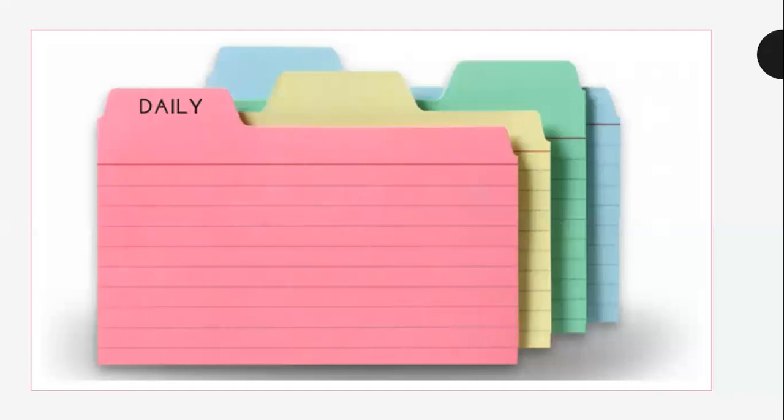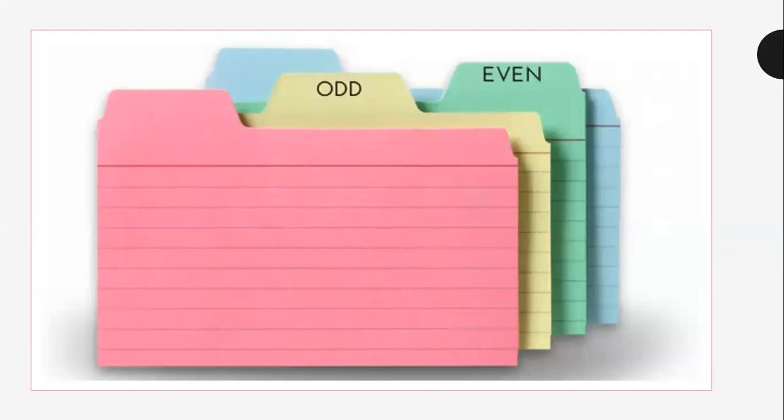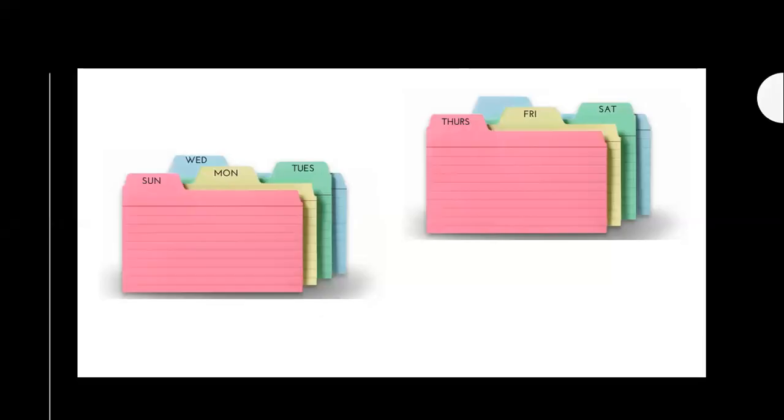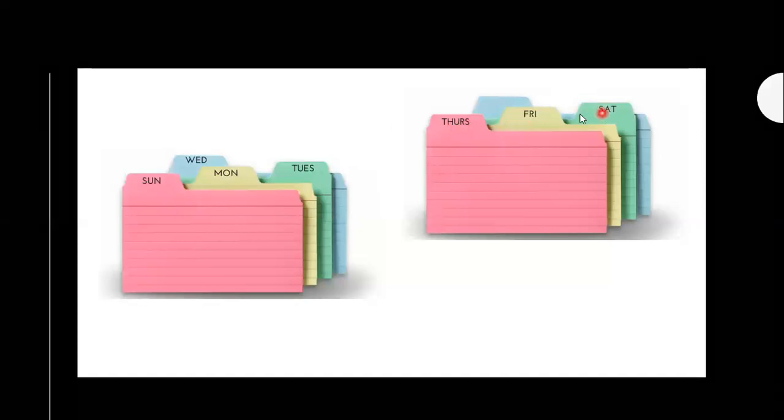So on the first tab, you're going to put daily. That's what you're going to have on the first tab. On the next two tabs, you're going to have odd on one tab and even on the other. And then on the next 7 tabs, there's 7 days of the week. We're going to have Sunday, Monday, Tuesday, Wednesday, Thursday, Friday, and Saturday.